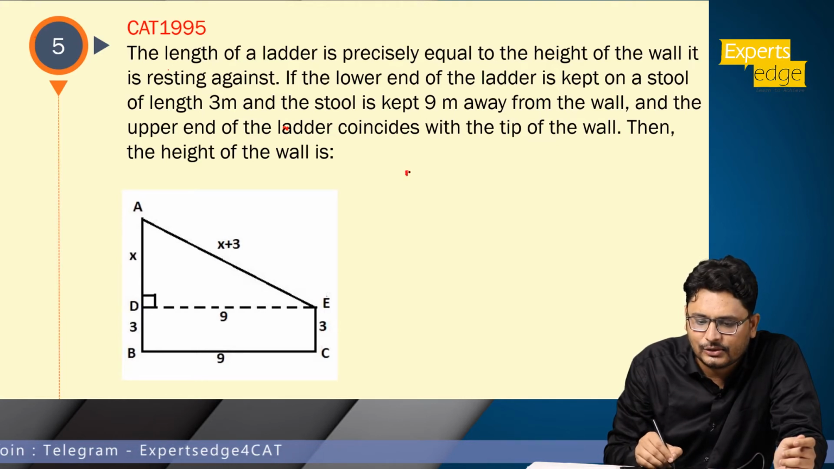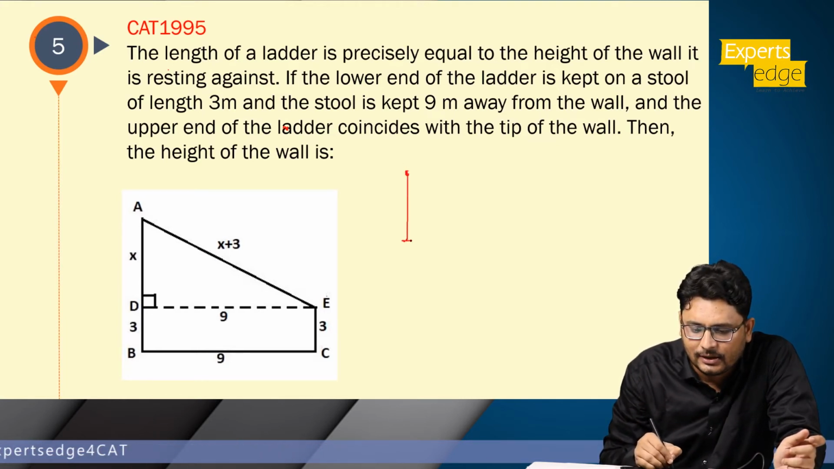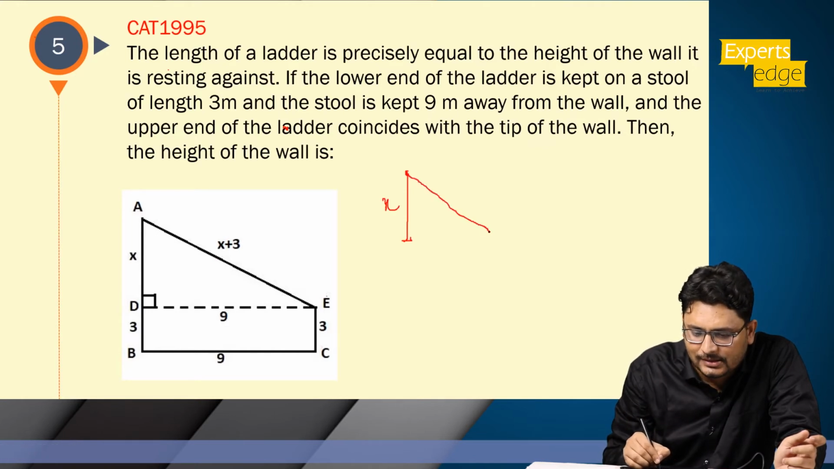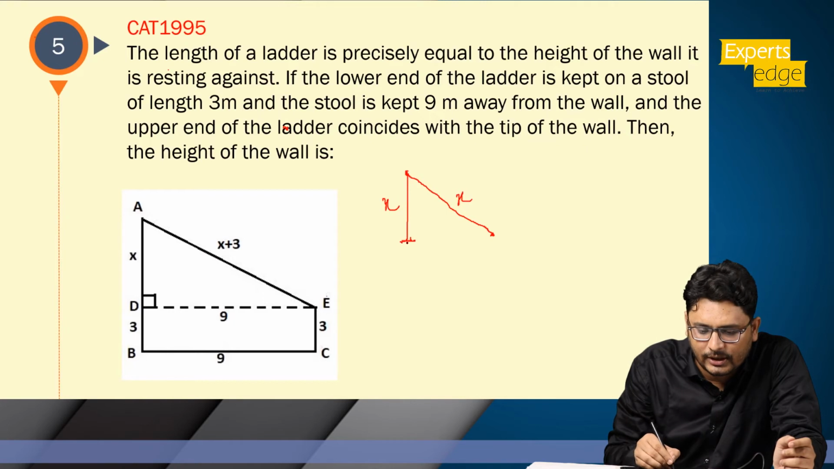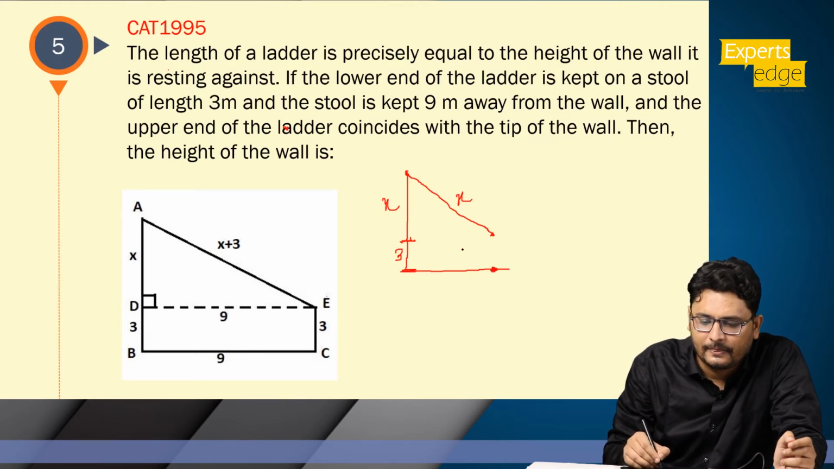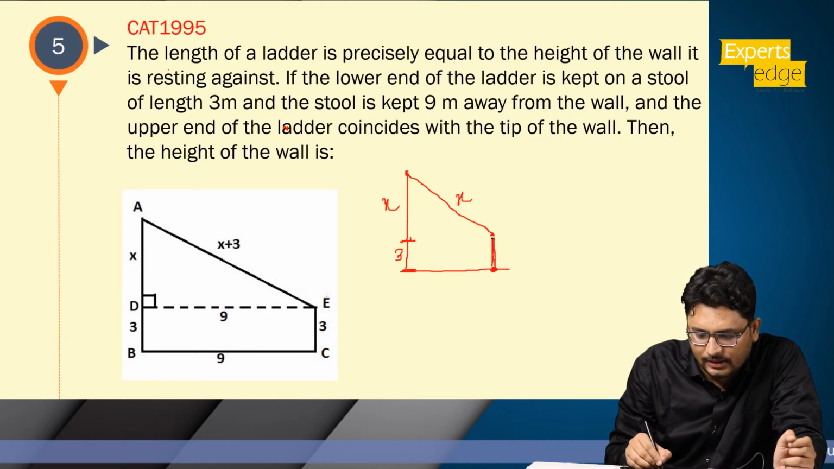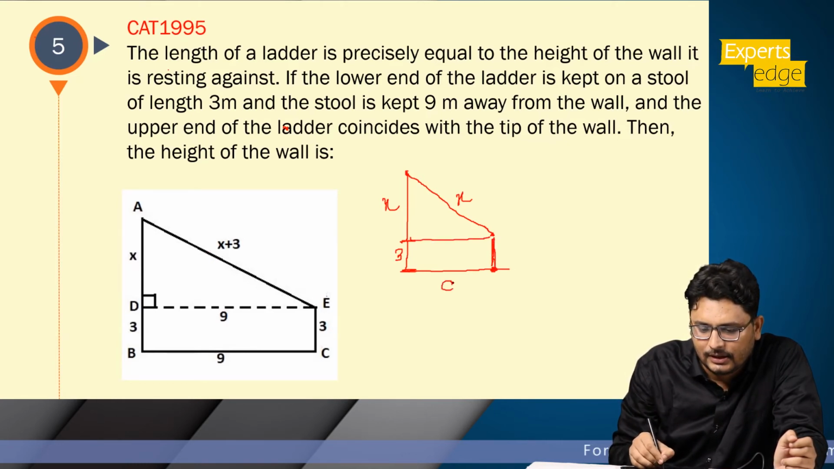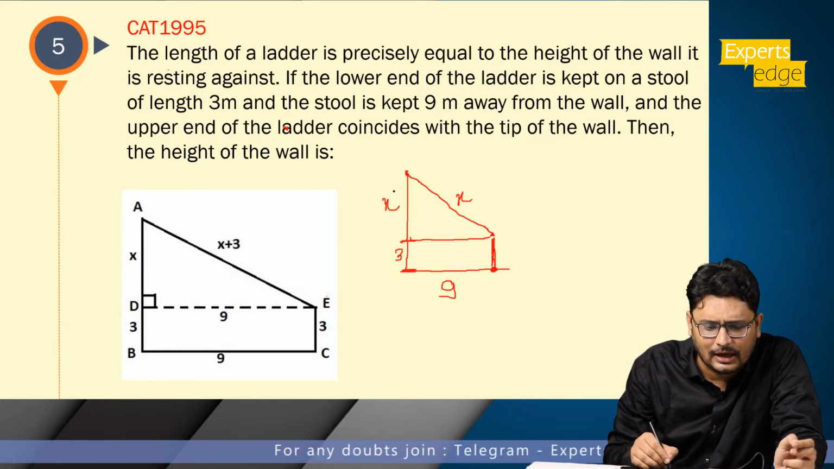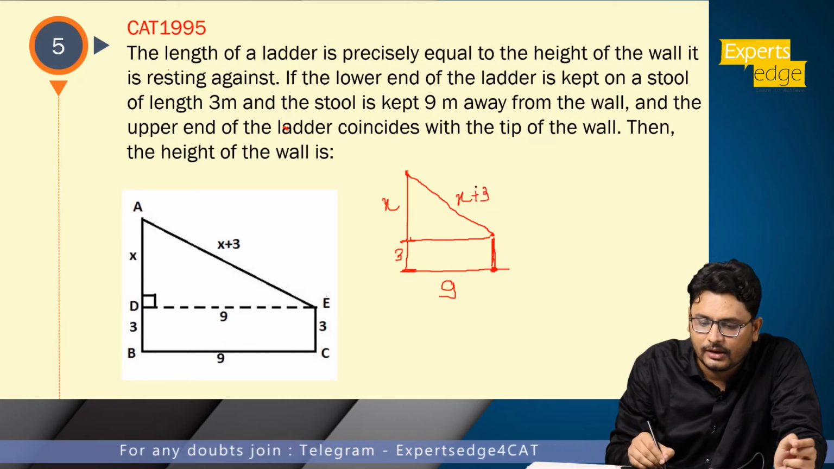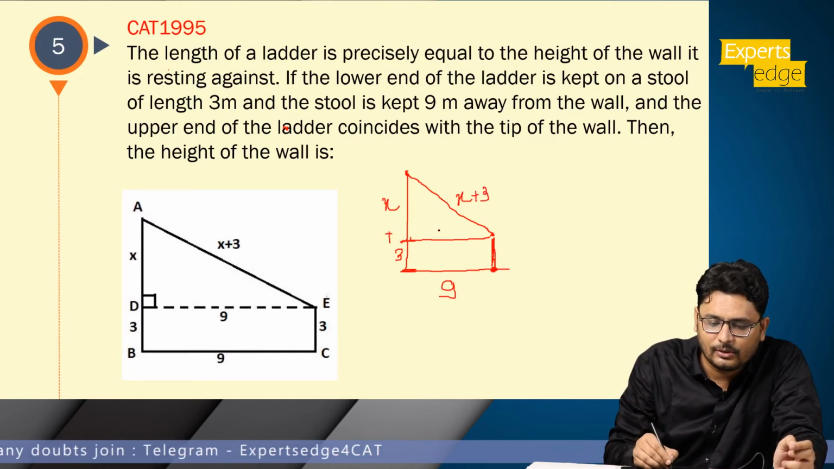क्या दिया है? Length of the ladder is precisely equal to the length of the wall. Let's say ये वॉल है मेरा x का, तो जो मेरा लैडर है वो भी x का होगा, राइट? देन इट सेज दैट इफ द लोअर एंड ऑफ लैडर इज केप्ट ऑन द स्टूल ऑफ द लेंथ 3, तो ये जो है मेरा स्टूल है, सो ये 3 का कुछ स्टूल होगा, राइट? एंड स्टूल इज केप्ट 9 मीटर फ्रॉम द टिप ऑफ द वॉल, समथिंग लाइक दिस. बिकॉज ये स्टूल है तो इट वुड बी समथिंग ऐसे होगा. ये तो मेरे डायग्राम लाइक दिस, ये 9 है. बिकॉज length of the ladder has to be equal to the height of the wall, so it would be nothing but x plus 3. Okay, so ये भी x plus 3 होगा, तो ये भी x plus 3 होगा, ये 9 होगा, right?